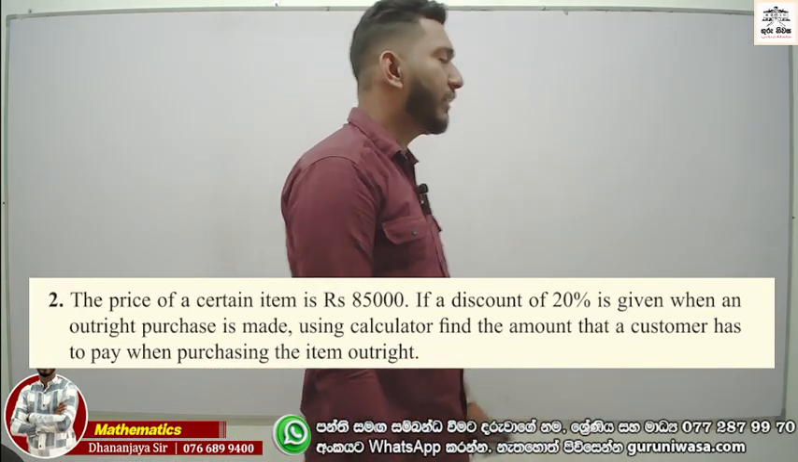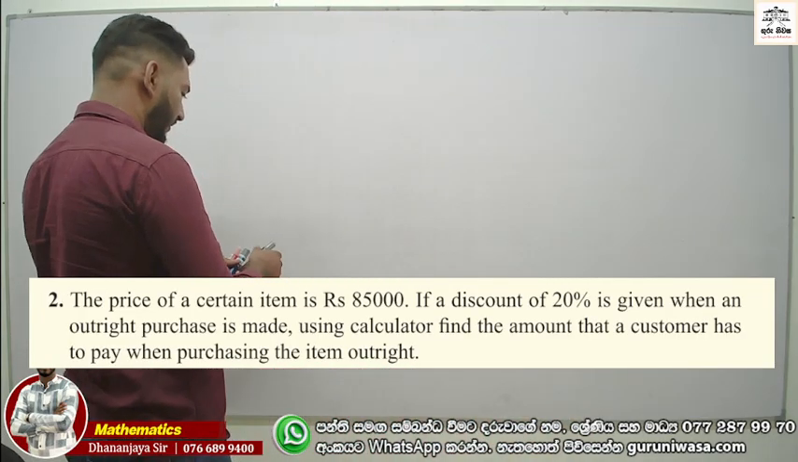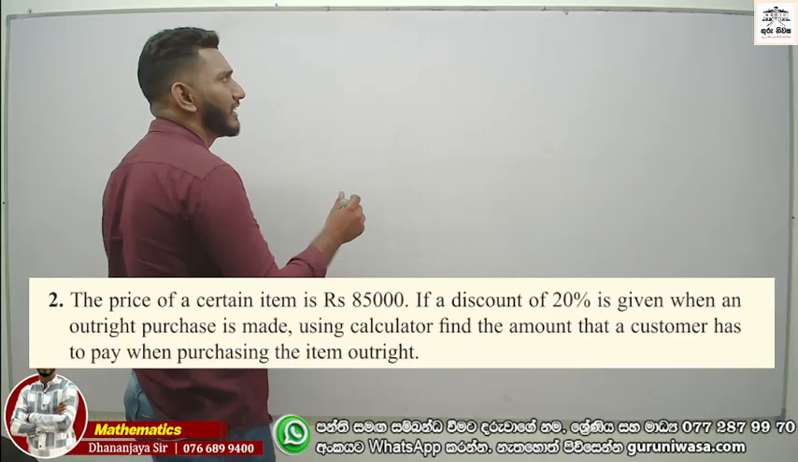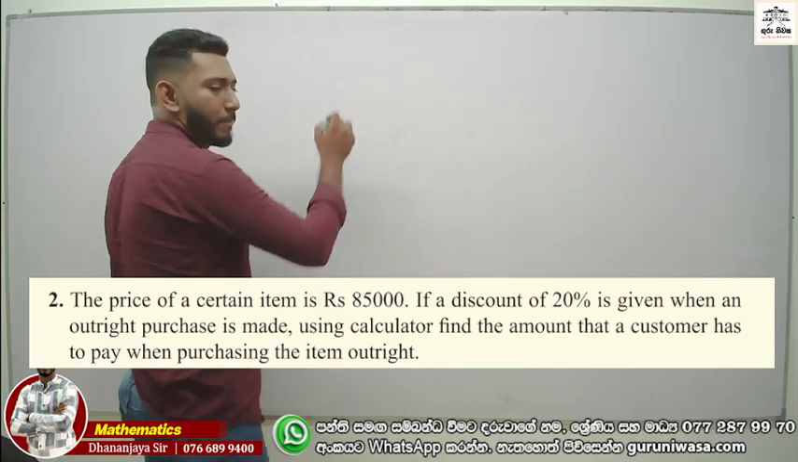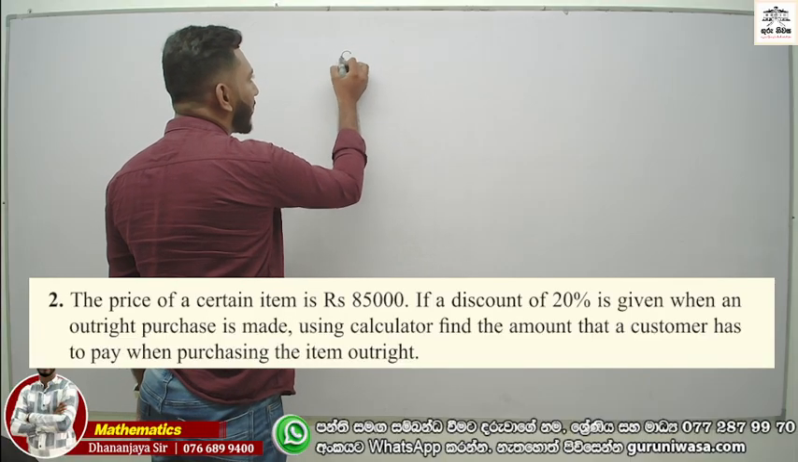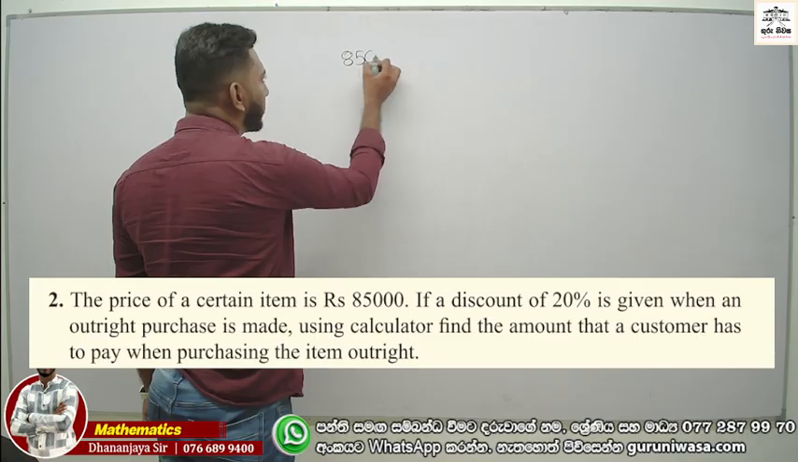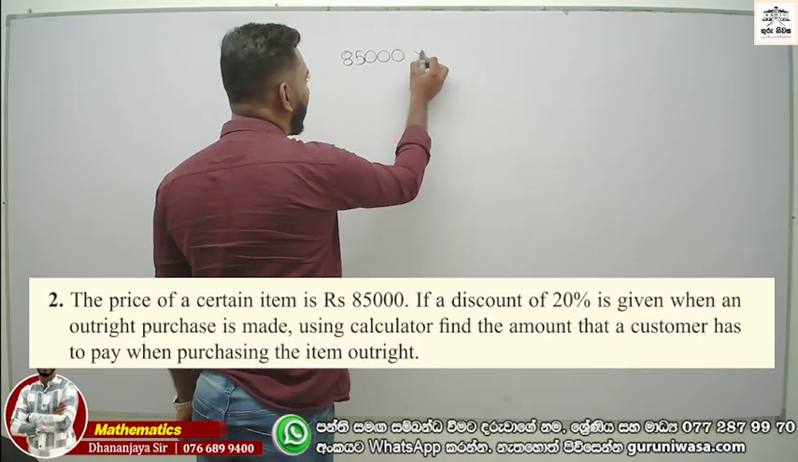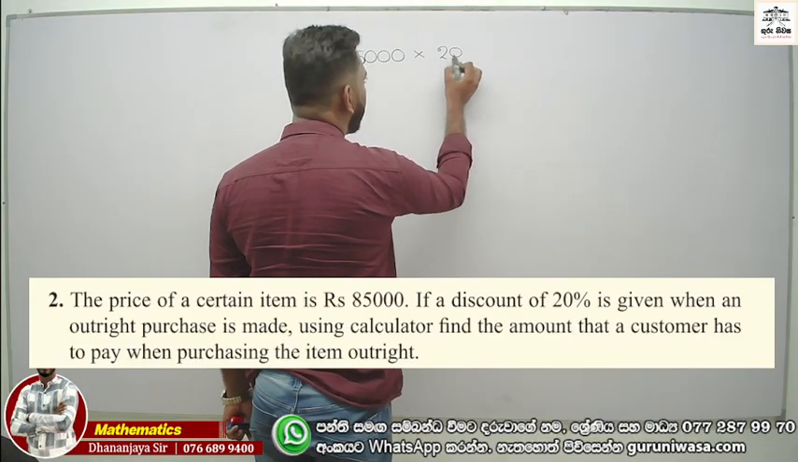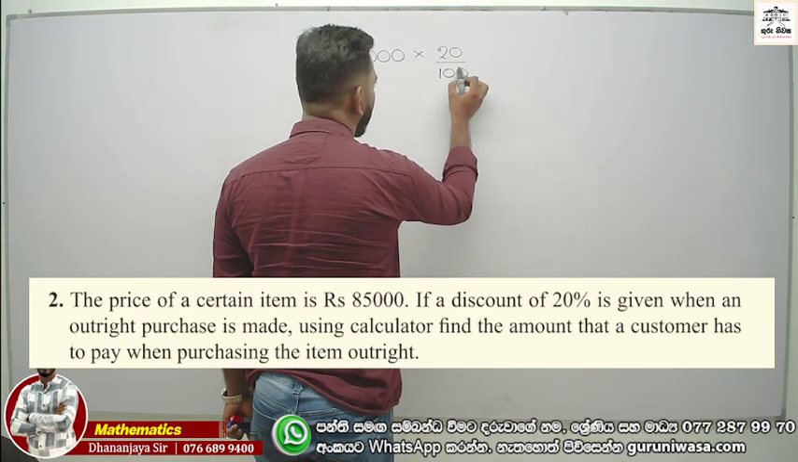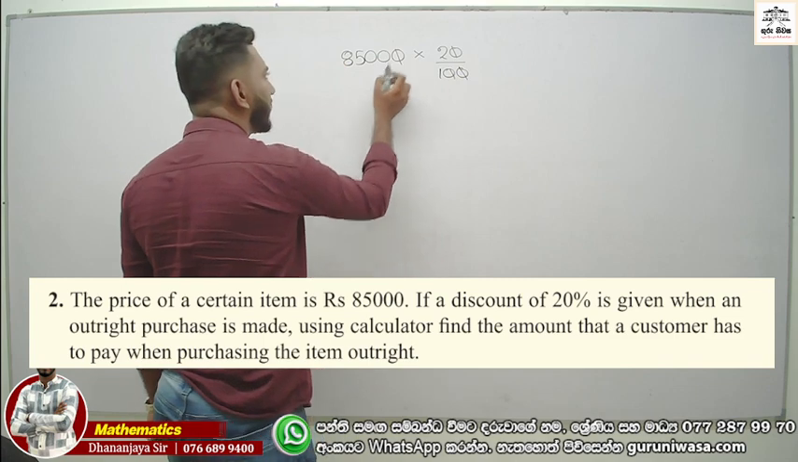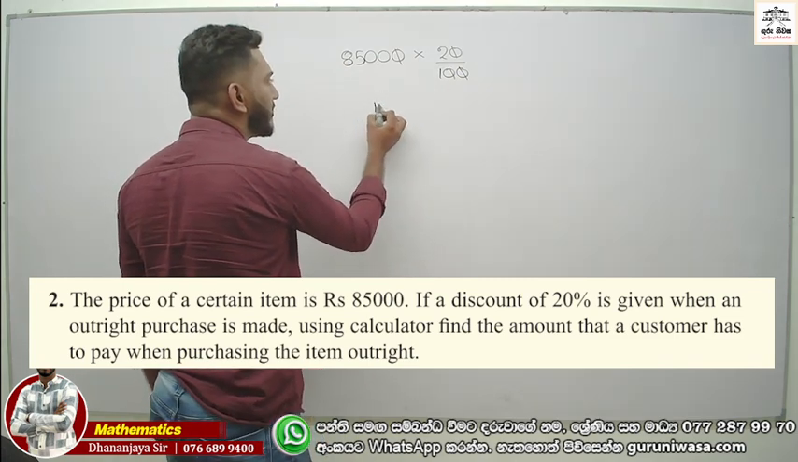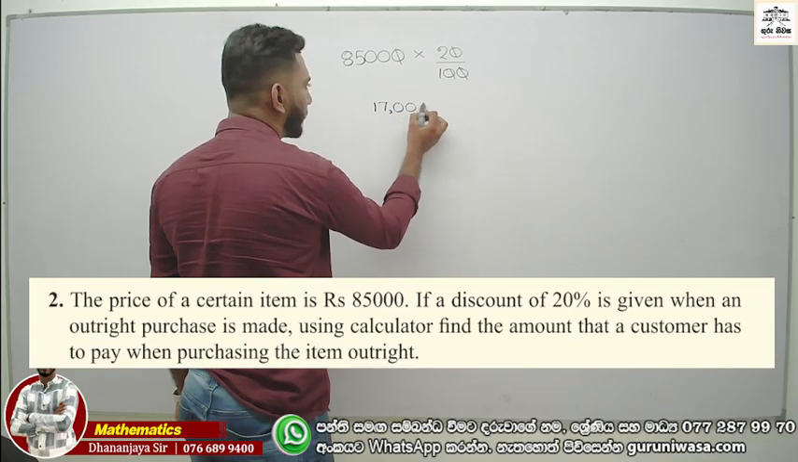What is the answer? After giving a 20% discount, the marked price is 85,000. You need to multiply 85,000 by 20%, and this is the discount. The 20 and the 20 you cut, and the answer is 17,000 as the discount.